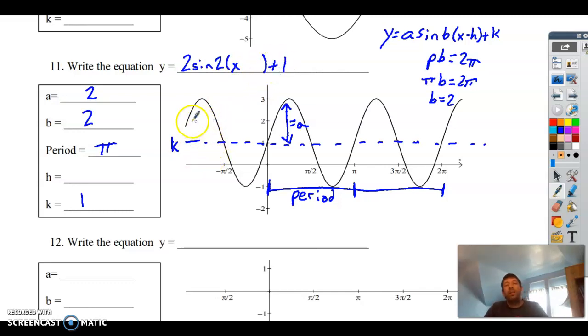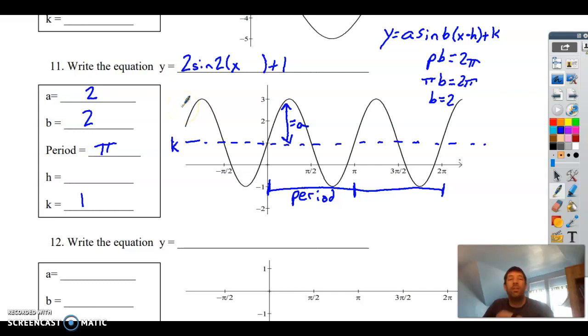Whether you do sine or cosine, because you could use either for this graph, the a value will be the same no matter what. The b value will be the same no matter what. The period will be the same no matter what. The k value will be the same. The only two things that will change is your h value will change, and you may end up making the whole equation negative as well.